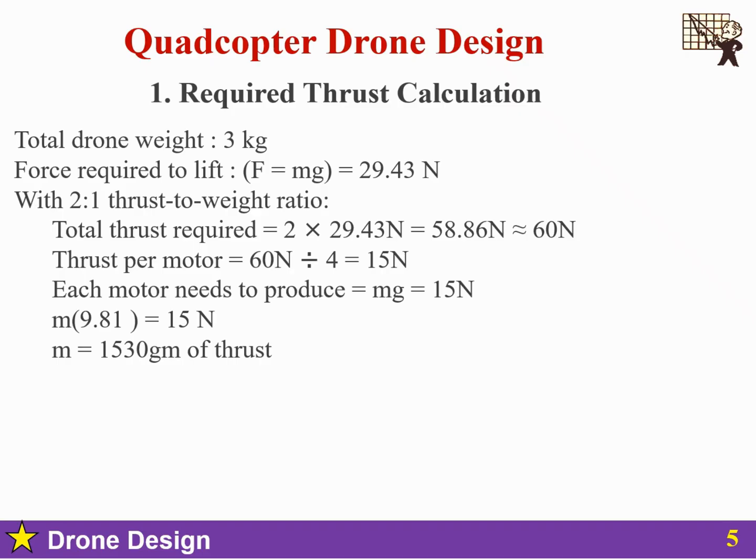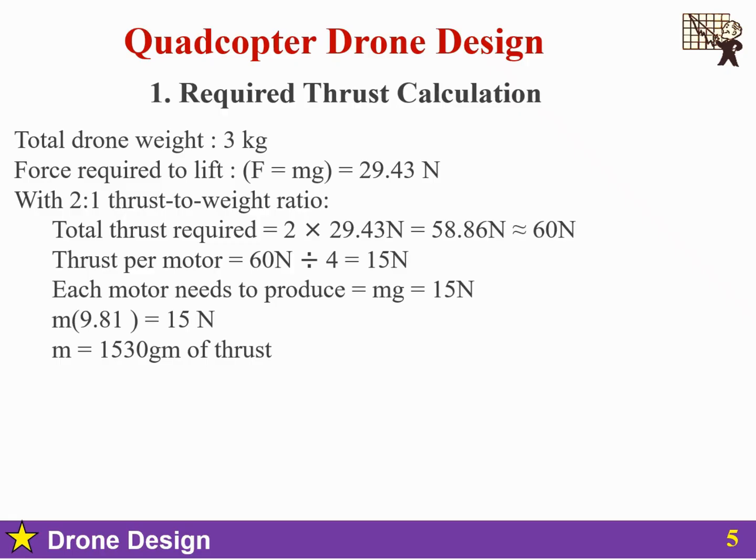For our quadcopter configuration, the thrust per motor will be 60 newtons divided by 4, that is equal to 15 newtons per motor. Converting to gram force for component specifications, 15 newtons divided by 9.81 times 1000 grams. So that is equal to 1530 grams of thrust per motor.